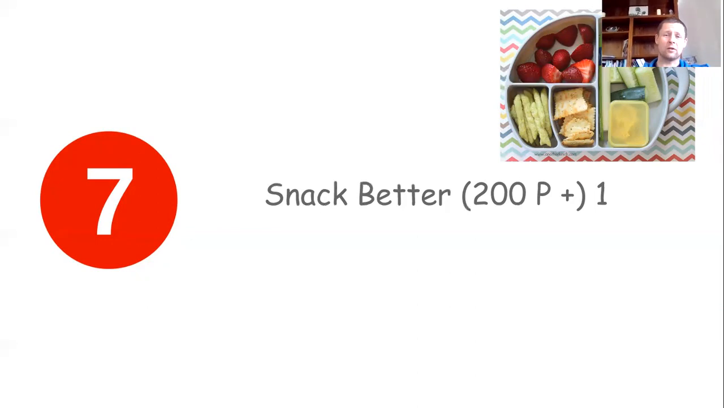So snack better: 200 protein plus one. It's not a super complicated maths equation, I just made it up. Basically, snack at 200 calories. Whatever snack you pick, limit it to 200 calories. Therefore you can have a piece of a donut, a piece of cake, whatever it is that's going on in your night shift or your shift work.